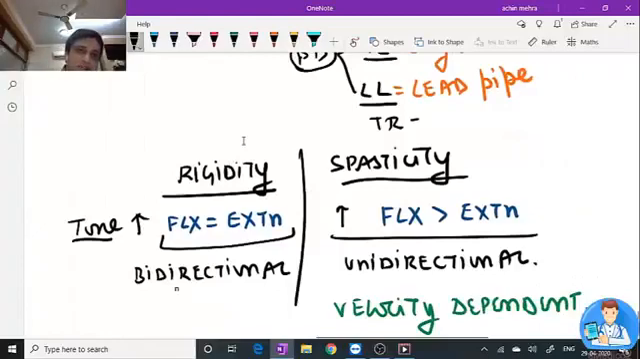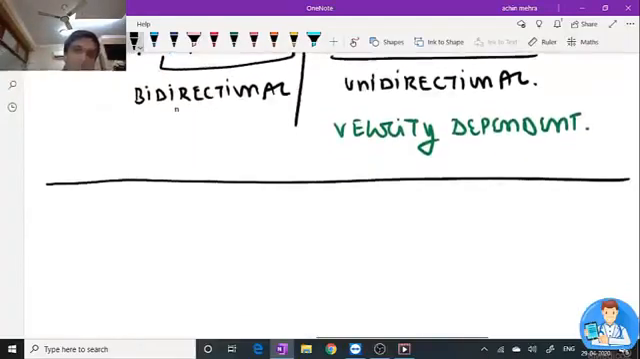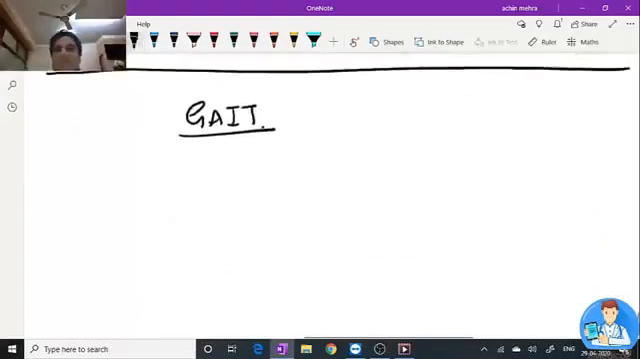Now let's look into the patient of Parkinson again. Rigidity is bidirectional in a sense that in both the flexion and extension the resistance will be equal. Most of the time I keep this word spasticity for a clasp knife rigidity, right? Because spasticity is seen in a UMN lesion. And what happens in a UMN lesion? A clasp knife rigidity.